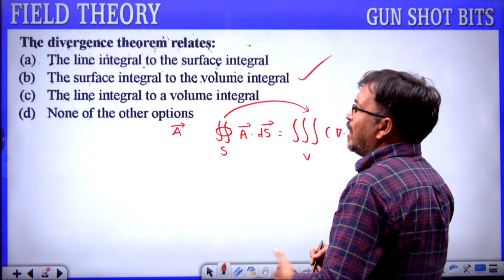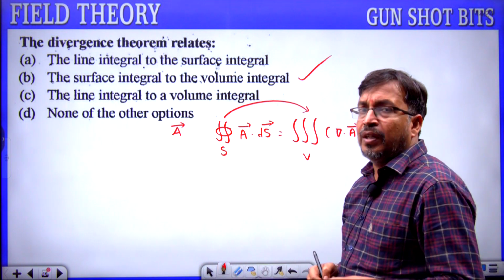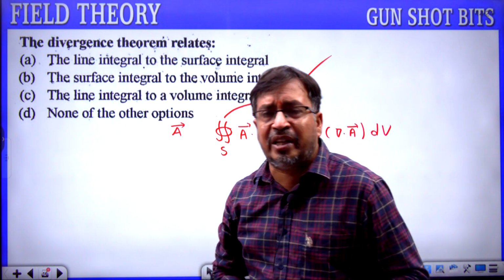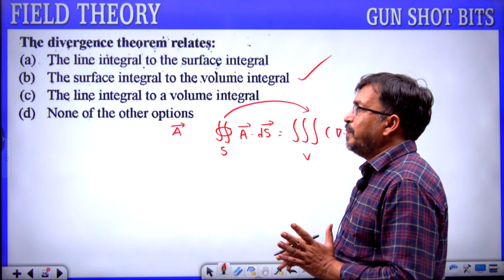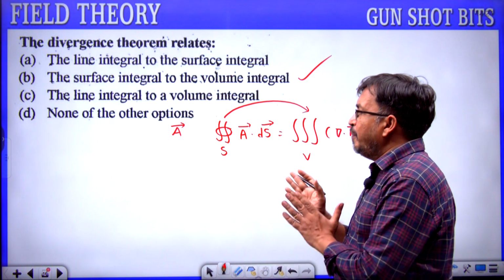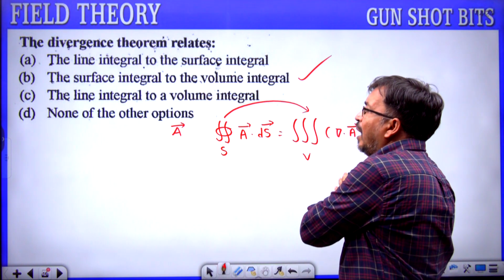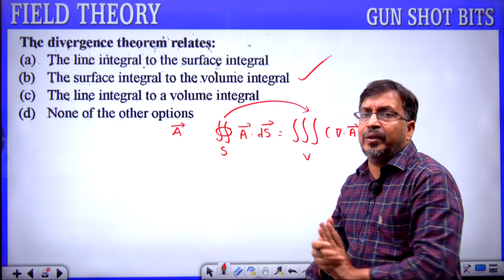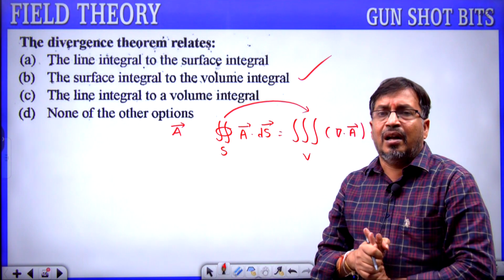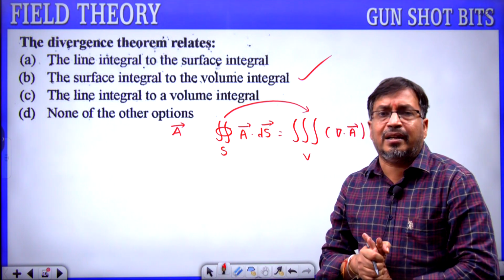Similarly, one more theorem we use is Stokes theorem, where a line integral is converted into a surface integral, but the question is asking about the divergence theorem. Remember, a surface integral is converted into a volume integral or a volume integral into a surface integral. Option B is the correct answer.